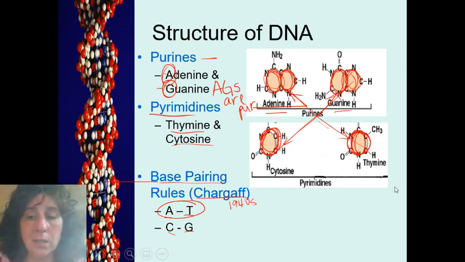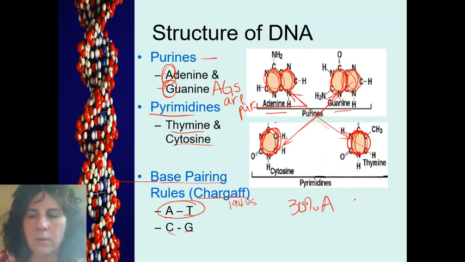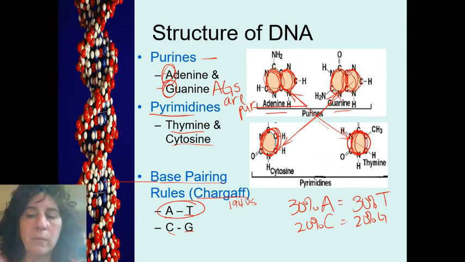All he did was a chemical analysis and say, ooh, adenine and thymine always occur in the same amount. If I have 30% adenine in my sample that I'm chemically analyzing, what we find out is there's about 30% thymine also in that sample. If I have 20% cytosine, then I'm always going to have 20% guanine. So these equal and these equal. And that's how we determine that A and T were always found together and C and G.